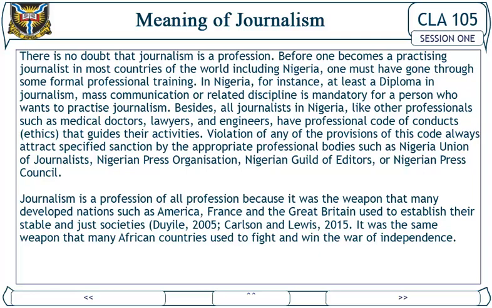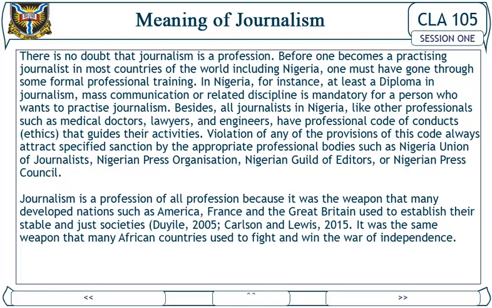Before one becomes a practicing journalist, in most countries of the world, including Nigeria, one must have gone through some formal professional training. In Nigeria, for instance, at least a diploma in journalism, mass communication, or a related discipline is mandatory for a person who wants to practice journalism. Besides, all journalists in Nigeria, like other professionals such as medical doctors, lawyers, and engineers, have a professional code of conduct, ethics that guides their activities.